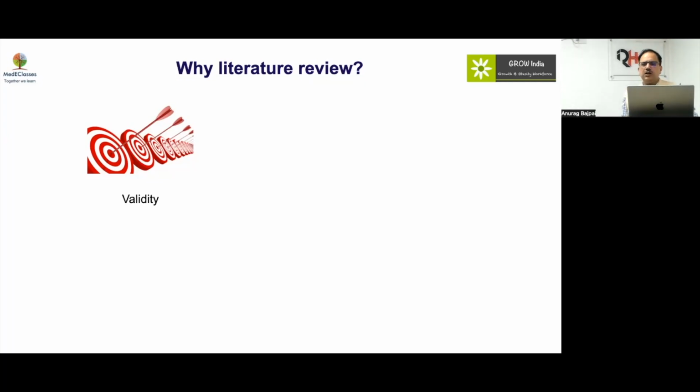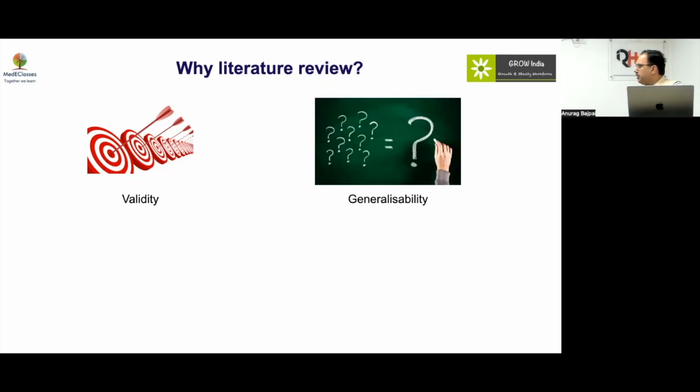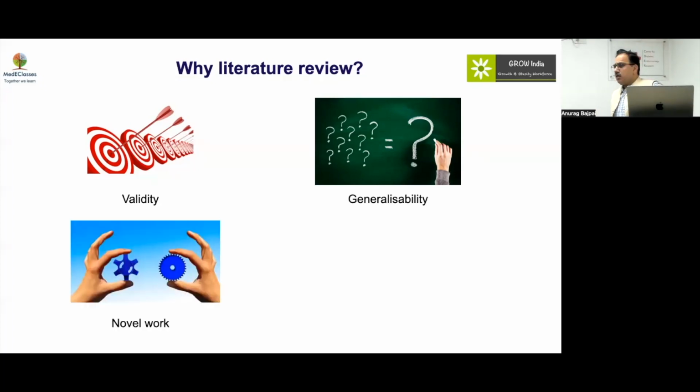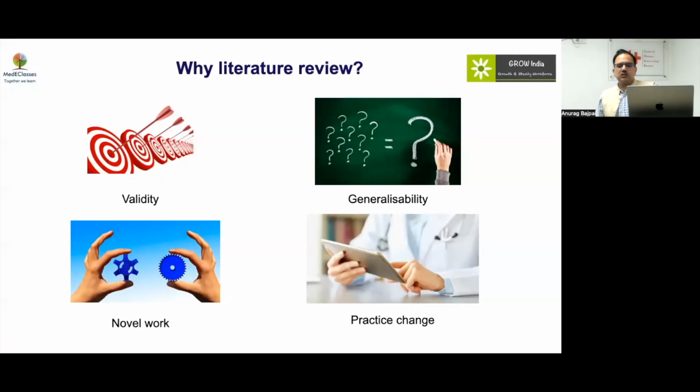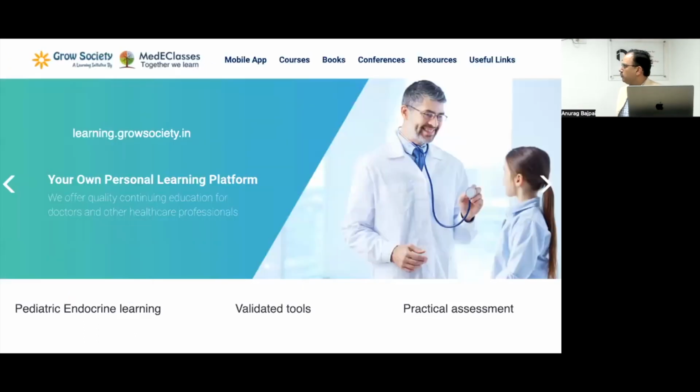So the 4 points we want to look at in a paper are: Is it valid? Is it generalizable, particularly if it has been done in a different environment, is it valid and generalizable for our population? Is it a novel work which warrants a change in our practice? These are the 4 criteria we'll use to assess all the journals and see if we need to change our practice.